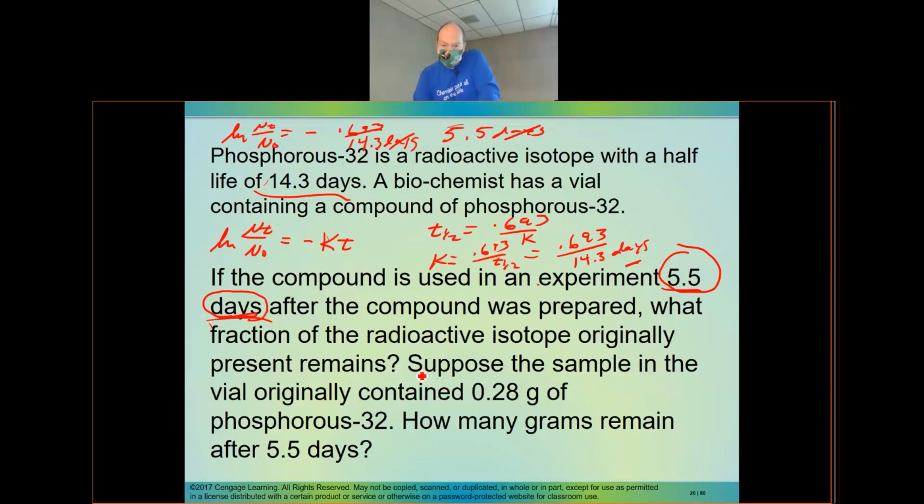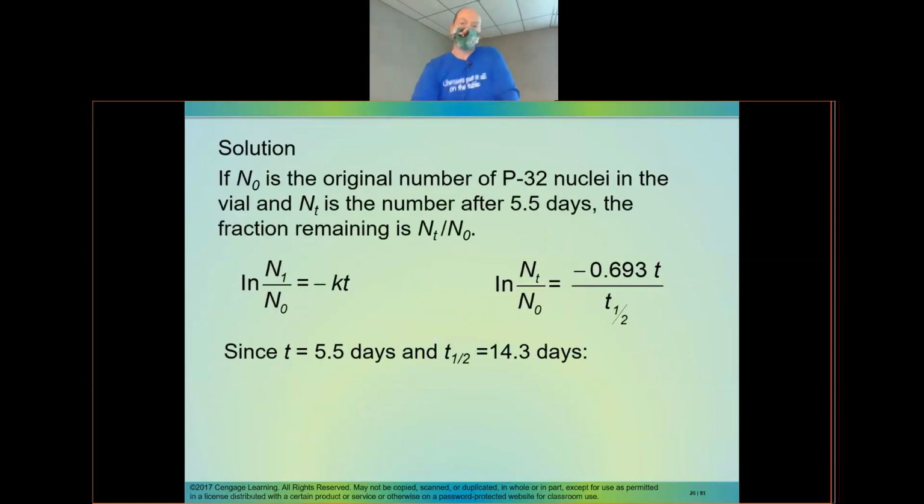All right, so suppose the sample contained 0.28 grams of phosphorus 32. How many grams remained after 5.5 days? So that would be simply taking your fraction and multiplying that fraction by the 0.28 grams. All right, so all you have to do here to solve for this is, to get rid of the ln, push your e to the x button. So we will work this out on this page.